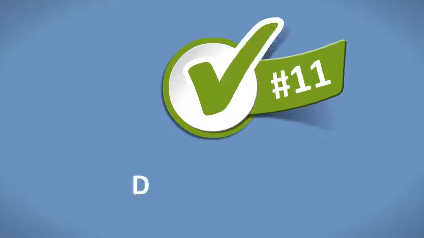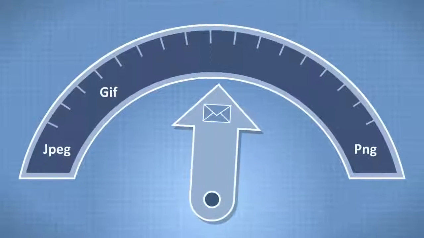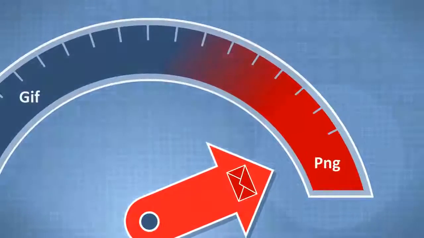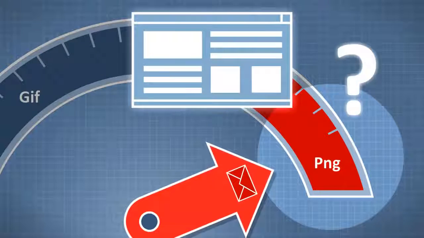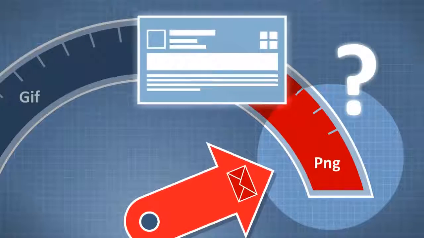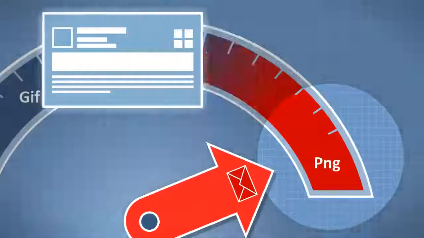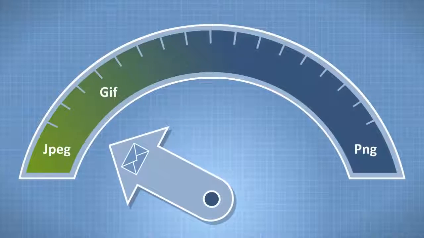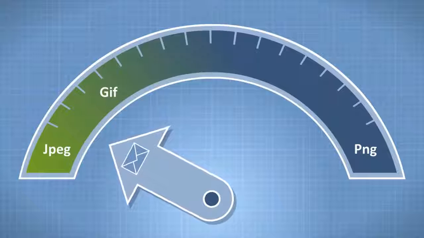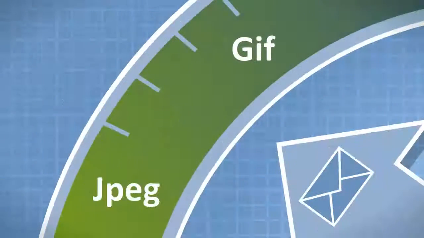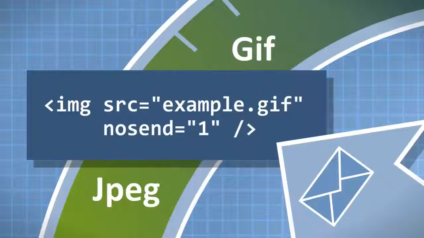Number 11, do use JPEGs. PNGs are not right for email. That may defy some of the accepted practice you've been taught around the web, but of course it will. This isn't a web page, it's an email. Choose JPEGs and GIFs over PNGs under almost all email circumstances. And don't forget to use the no send tag on all images so they'll appear correctly in the email.